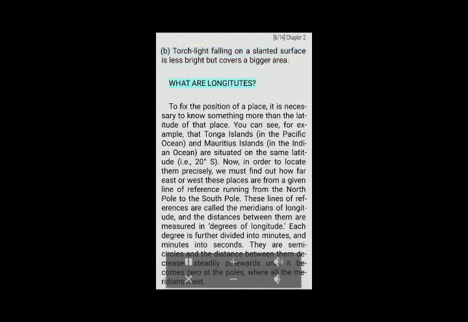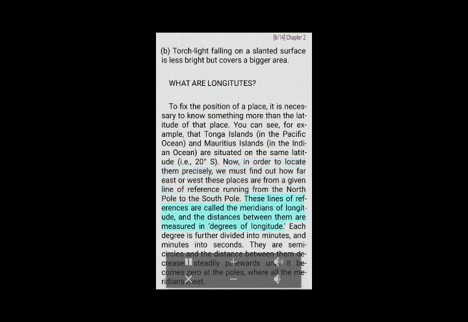What are longitudes? To fix the position of a place, it is necessary to know something more than the latitude of that place. You can see, for example, the Tonga Islands, in the Pacific Ocean, and Mauritius Islands, in the Indian Ocean, are situated on the same latitude, i.e., 20 degrees south. Now, in order to locate them precisely, we must find out how far east or west these places are from a given line of reference running from the North Pole to the South Pole.